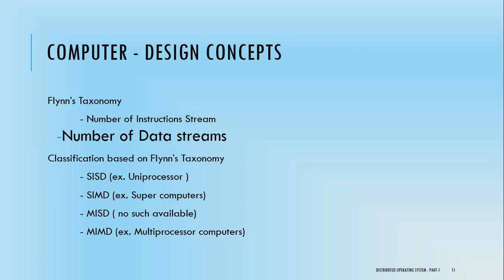A computer with a single instruction stream and a single data stream is called SISD. All traditional uniprocessor computers fall in this category, from personal computers to large mainframes. The next category is SIMD.